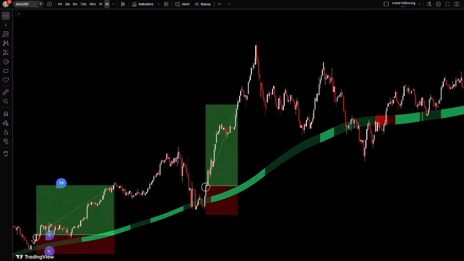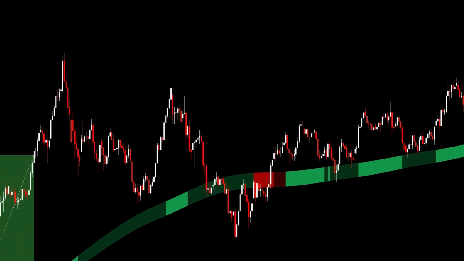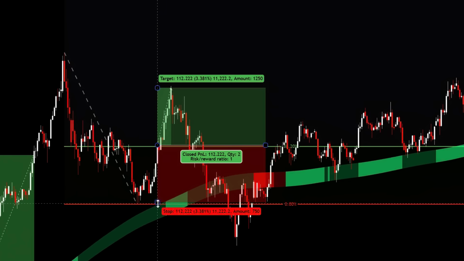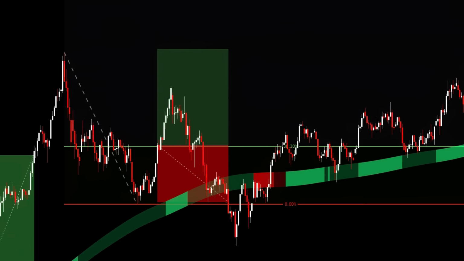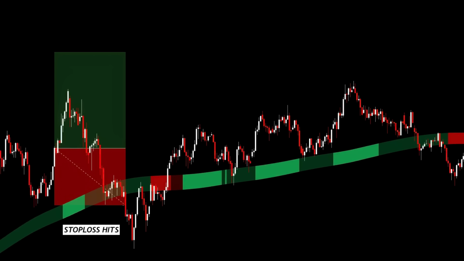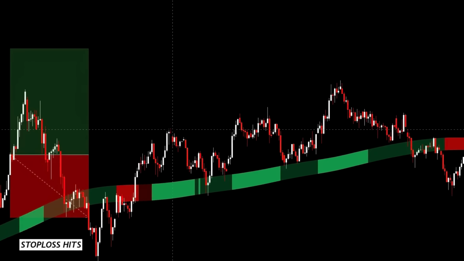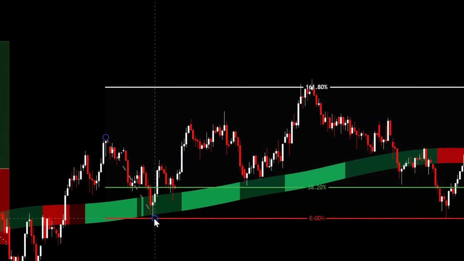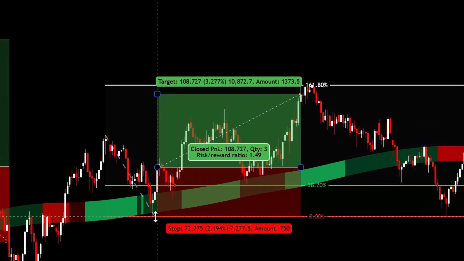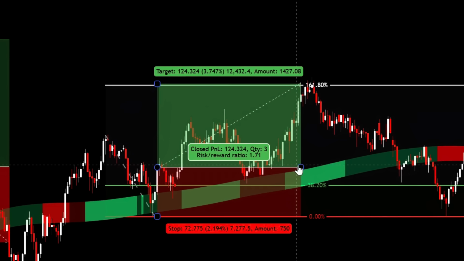This next one doesn't work. Price taps in, breaks through anyway. Stops get hit, and honestly, that's fine. That's exactly why I always define my risk before I click buy. And watch, right after that loss, another setup shows up almost immediately, and this one plays out perfectly. So one loss doesn't mean anything's broken. It just means you move on to the next one.